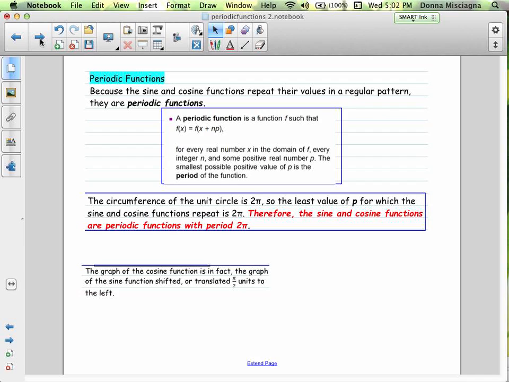Okay? So sometimes we write that it's repeating. It's going to repeat every so often, and sometimes we just graph one period of the function. We're just going to focus on graphing one period of the function. Okay?